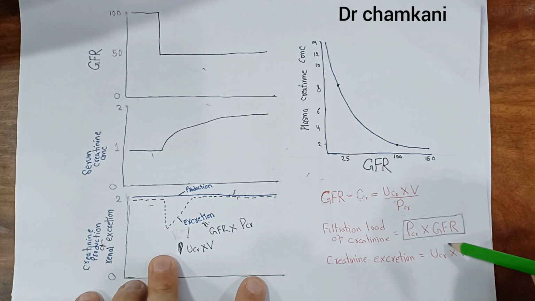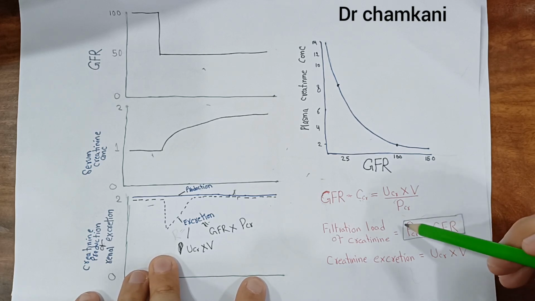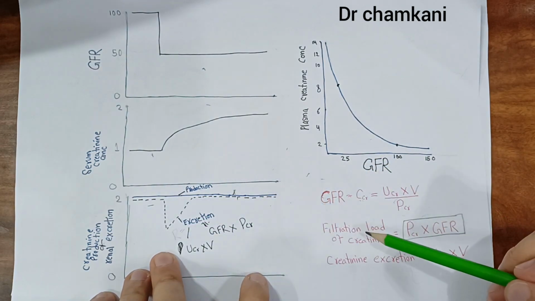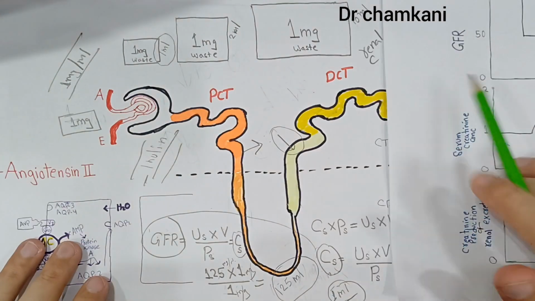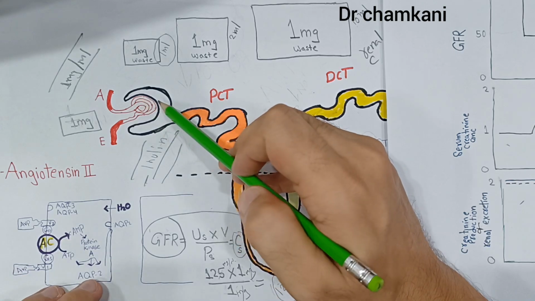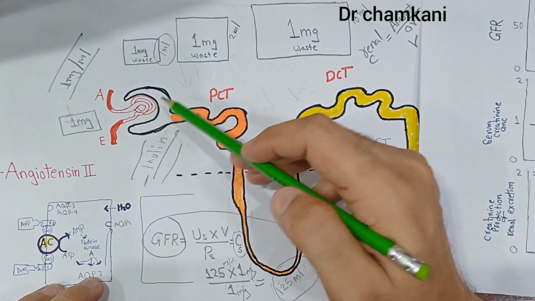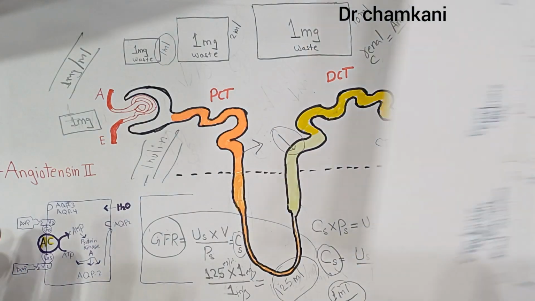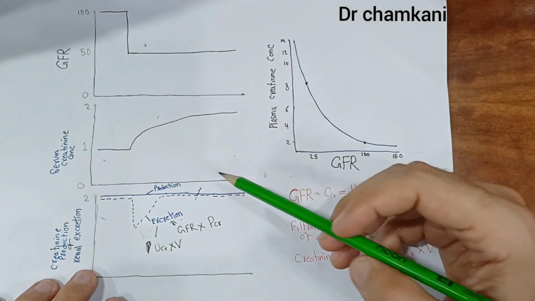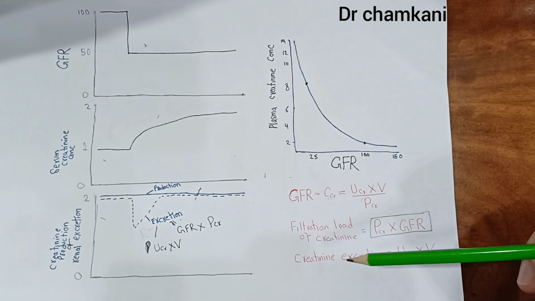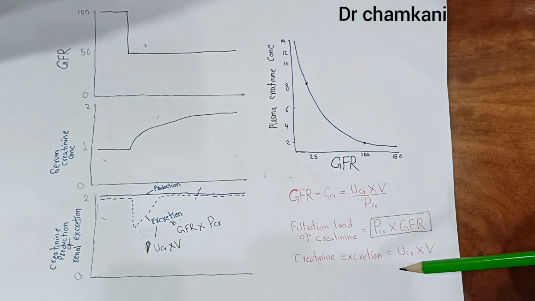So if the GFR has decreased, but the plasma creatinine concentration remains the same, then this filtration load decreases. Filtration load is the amount of creatinine that is filtered here. So if the glomerular filtration rate has decreased, then the filtration load will decrease. And when the filtration load decreases, it ultimately leads to a decrease in creatinine excretion as well.